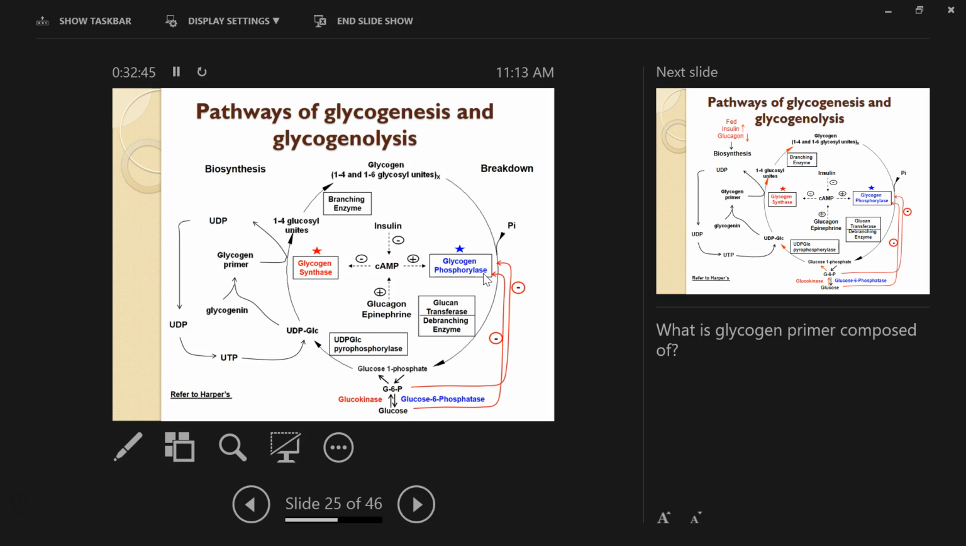Glucose 6-phosphate is then converted to glucose 1-phosphate, which is then transferred to UDP to form UDP glucose. UDP glucose then carries the glucose and transfers it to glycogen, forming the glycogen primer, which contains a chain of 8 glucose molecules.